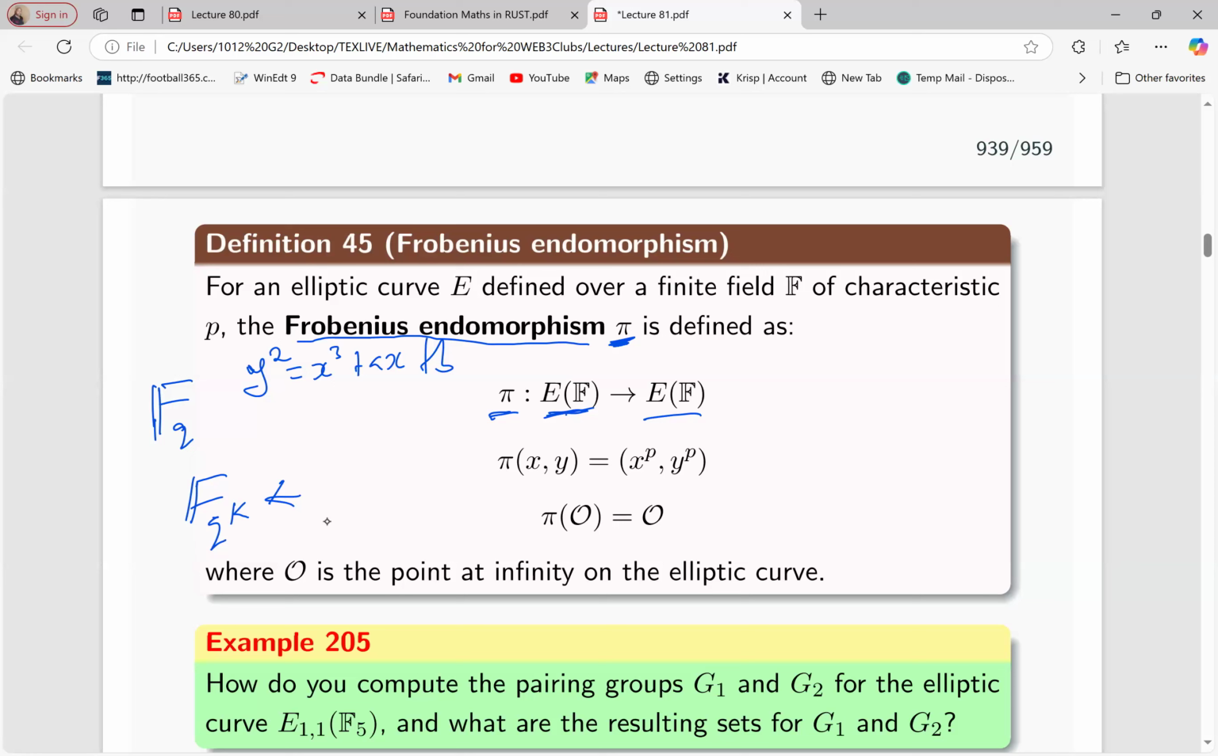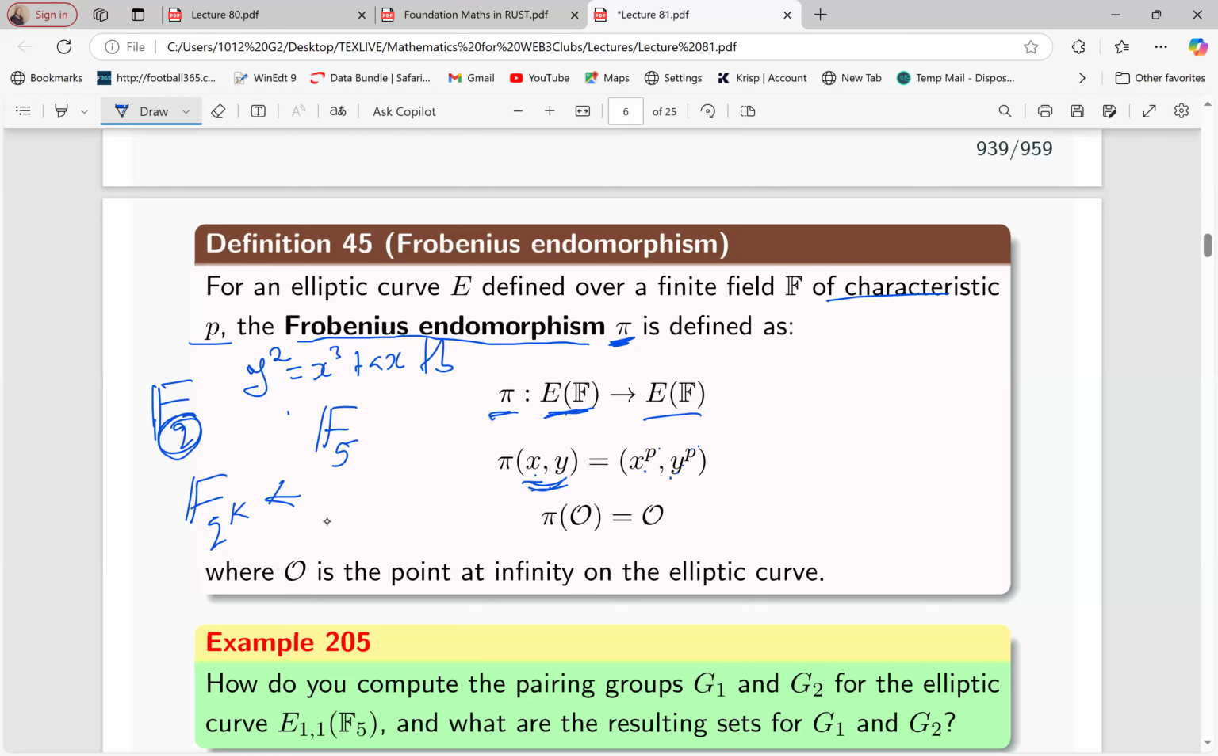It does not change. But what it says is that a point xy would then be mapped to a point x raised to p, y raised to p, where p is the characteristic of the field. Like in this case, the characteristic is Q. If I'm talking of F5, the characteristic is 5. So if I had a point xy, this xy should become x raised to 5, then y raised to 5.